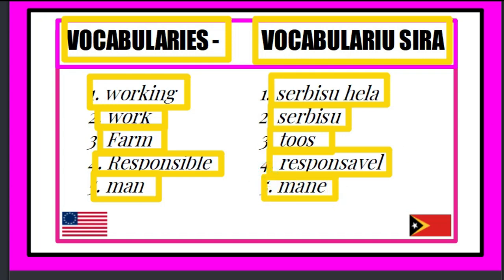Okay, guys, please read them again for me. Vocabularies. Working. Servisu hela. Work. Servisu. Farm. Tos. Responsible. Responsavel. Man. Mane. Yay, you guys are very good. Now, let us go to our next slide.